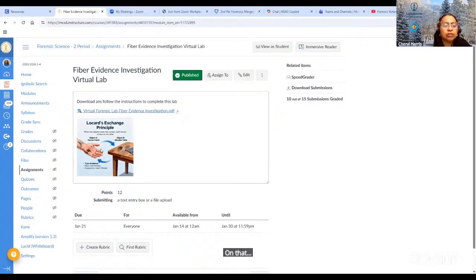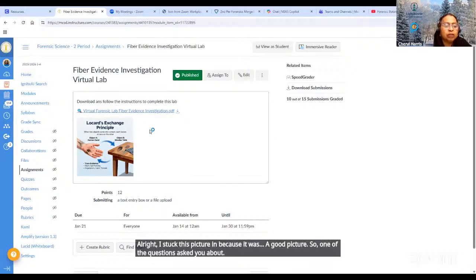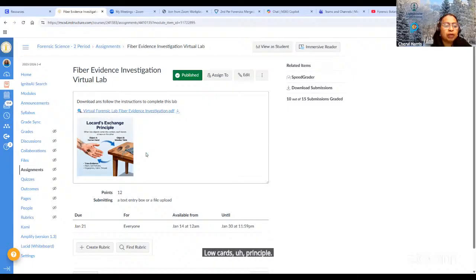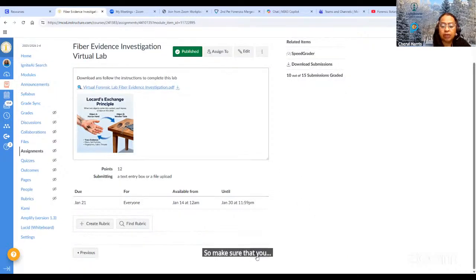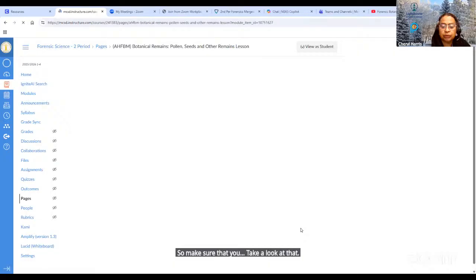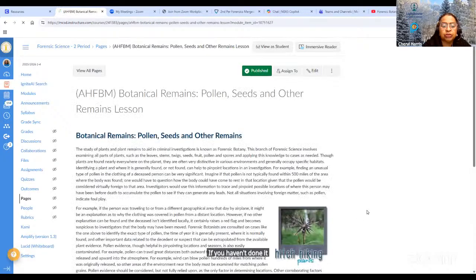I stuck this picture in because it was a good picture. One of the questions asked you about Locard's principle of how things are transferred from one place to another. So make sure that you take a look at that. If you haven't done it, that picture should be helpful.